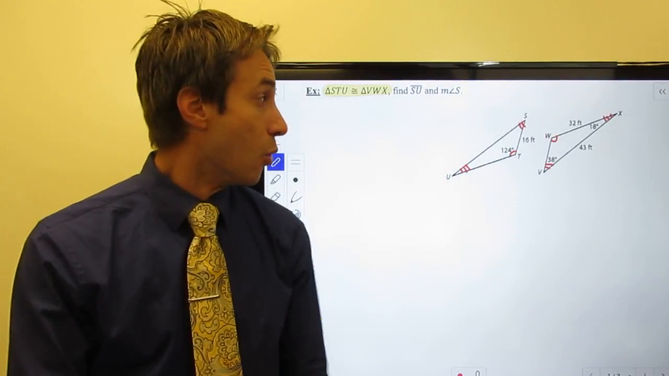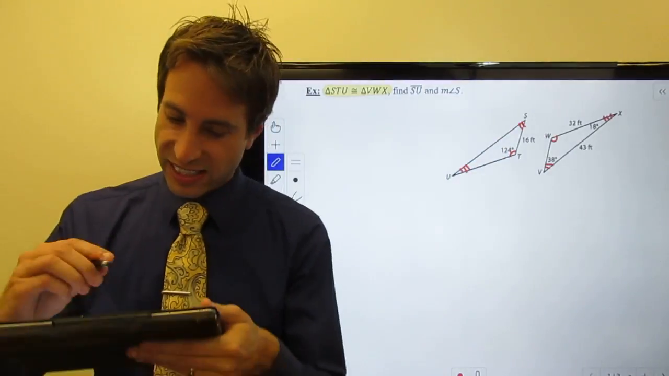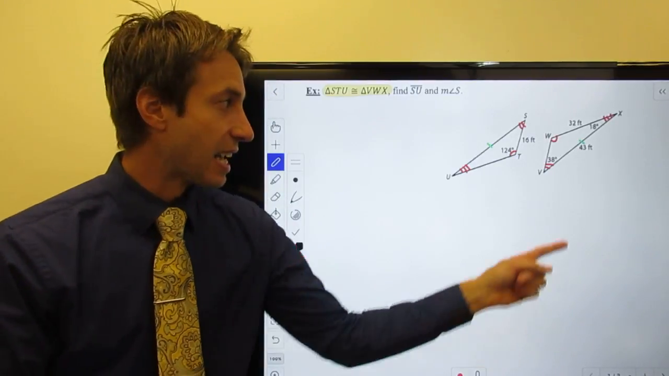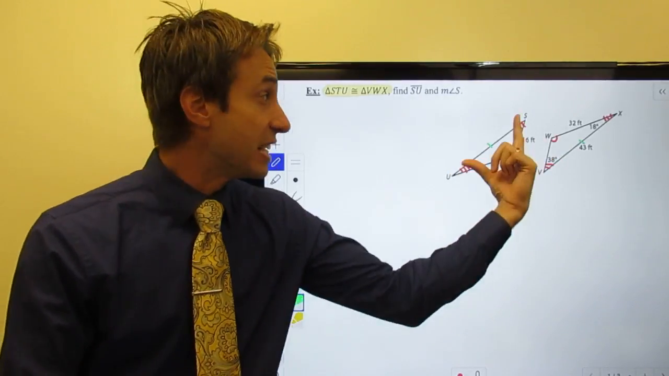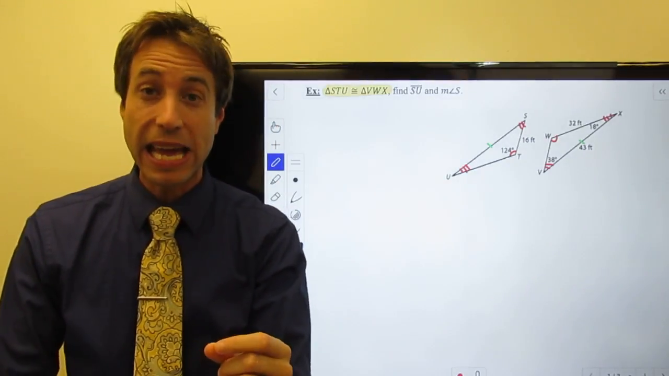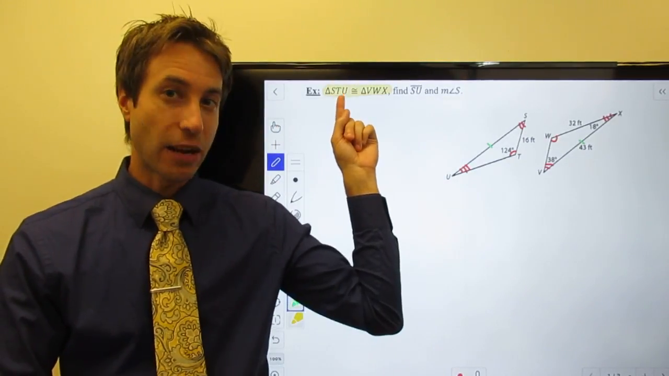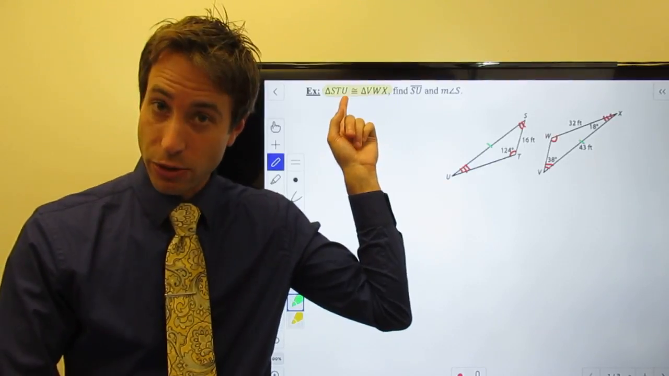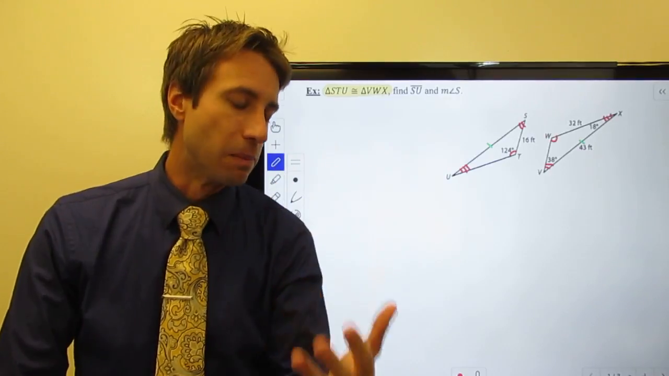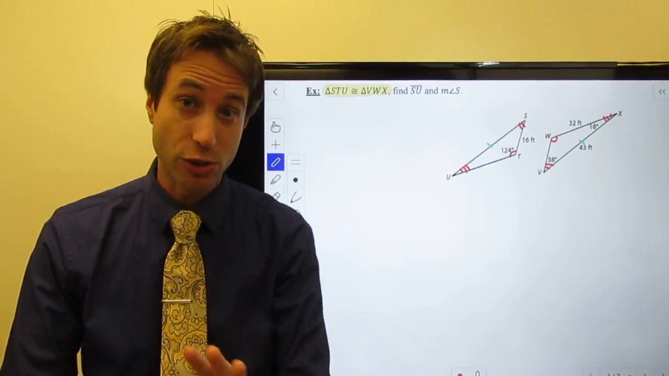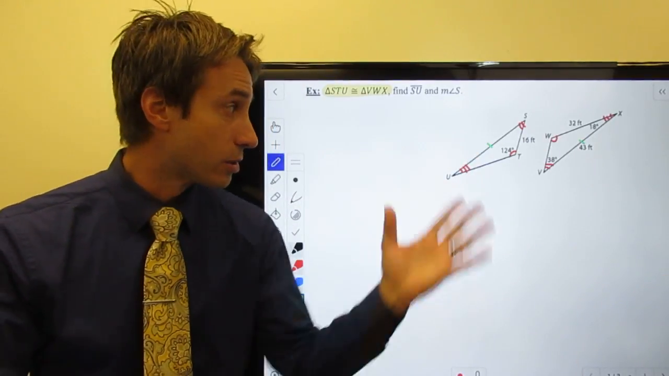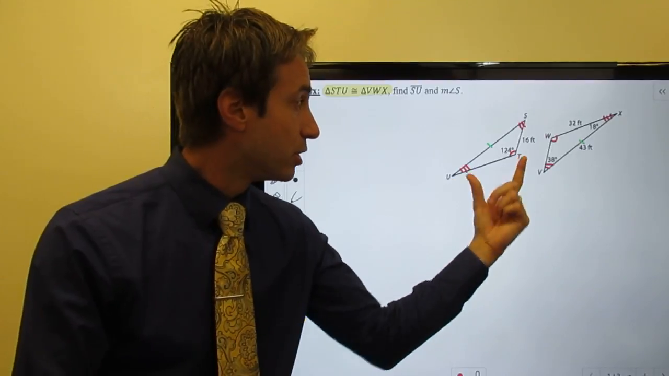Sides. Let's do the sides. Well, by far, there's my longest side. So I'm going to put a single hash there. I know that these two sides, SU and VX, must be the same. How do I know that? I tell you the triangles are congruent. If I tell you the triangles are congruent, then you know corresponding sides must be congruent. That's how the conditional statement works. If they're congruent, then corresponding sides are congruent. So there we go. Boom, UT.